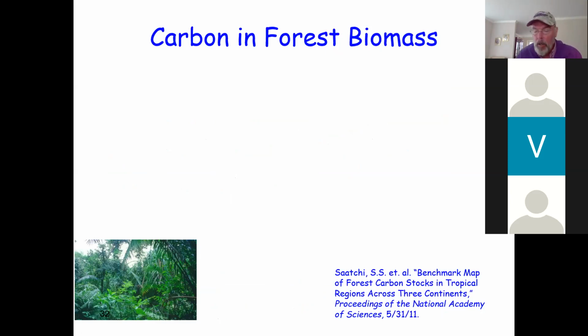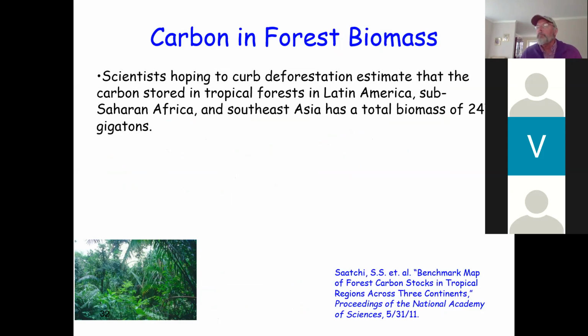Okay, last one here, all right? So here we are, carbon and forest biomass. Scientists are hoping to curb deforestation and getting an estimate of the carbon that would be stored in the tropical forest across the globe. And they're estimating that there is 247 gigatons of carbon stored in those regions.